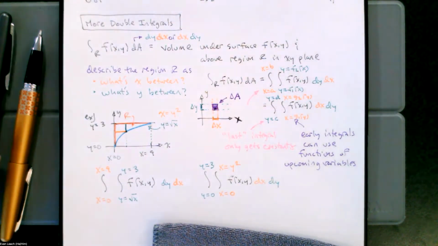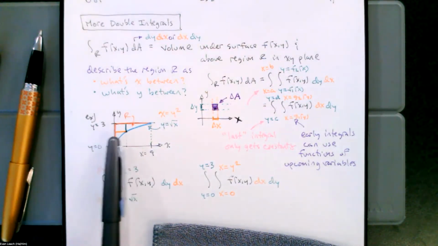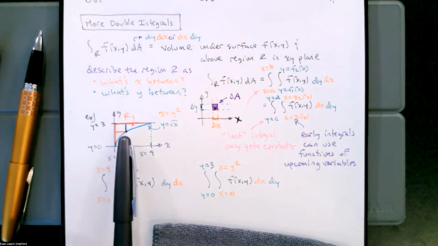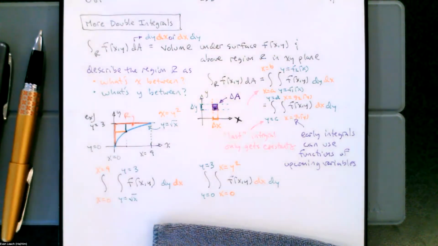So yeah, thank you for that question. It's not this square over here. This is just us trying to figure out what's the smallest x and the largest x, or what's the smallest y and the largest y. But these are the little squares that we're imagining breaking this region up into.